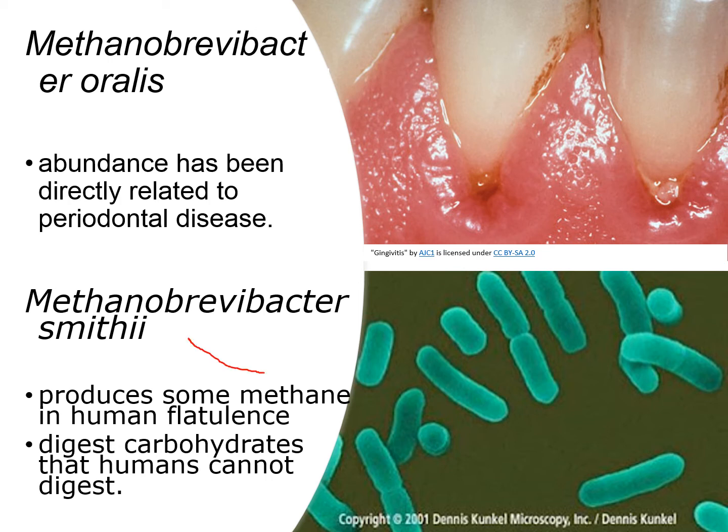Methanobrevibacter smithii is the most abundant archaeon in the human gut. In the gut, this archaeon breaks down carbohydrates that cannot be digested by humans, and it produces methane as a waste product. This methane is a component of human flatulence. Evidence is also growing that this archaeon may be an opportunistic pathogen. Methanobrevibacter smithii has been reported to be found more often in stool samples from patients with diverticulosis than healthy individuals.